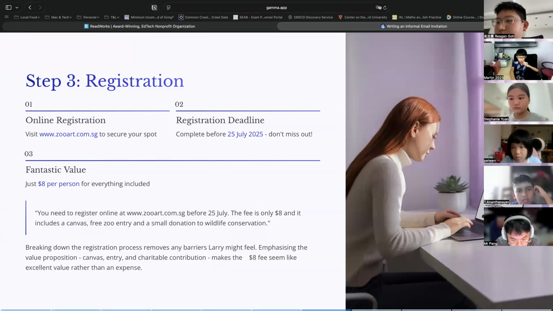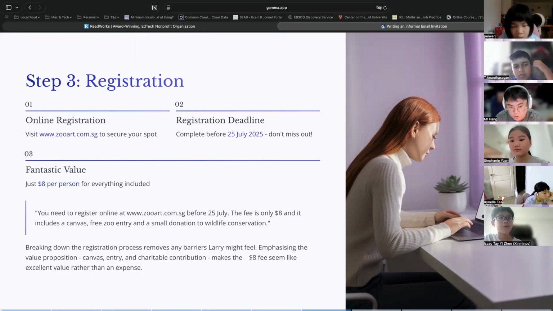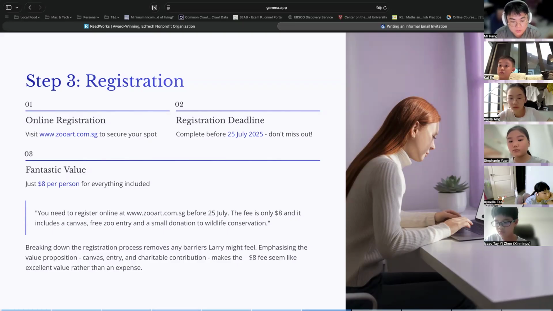Okay. All right, Stephanie, why? Because if he missed the 25th July, if he register after that, he is not able to submit. Yeah, correct, right? So registration only applies up to 25th July. After that, it's not going to be accepted or admissible. Okay, very good. And again, why should there be the inclusion of the $8? And then the canvas, free zoo entry, small donation to wildlife conservation. What am I doing here by including this detail of only $8?